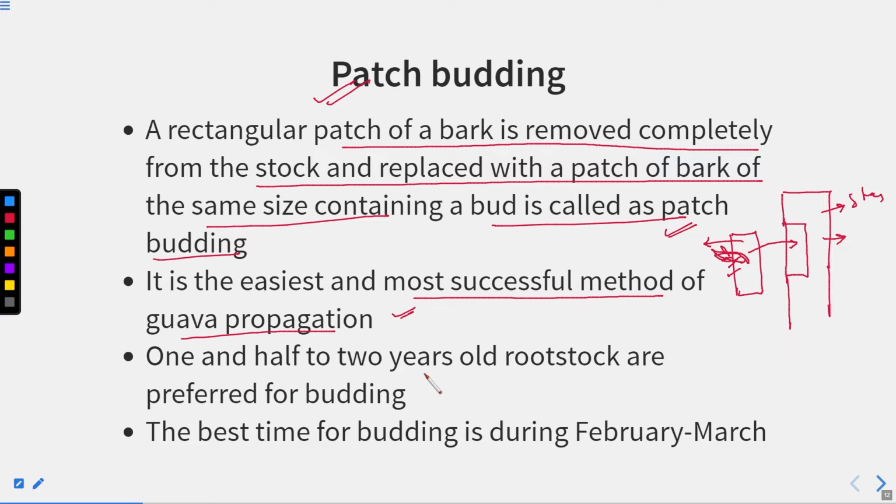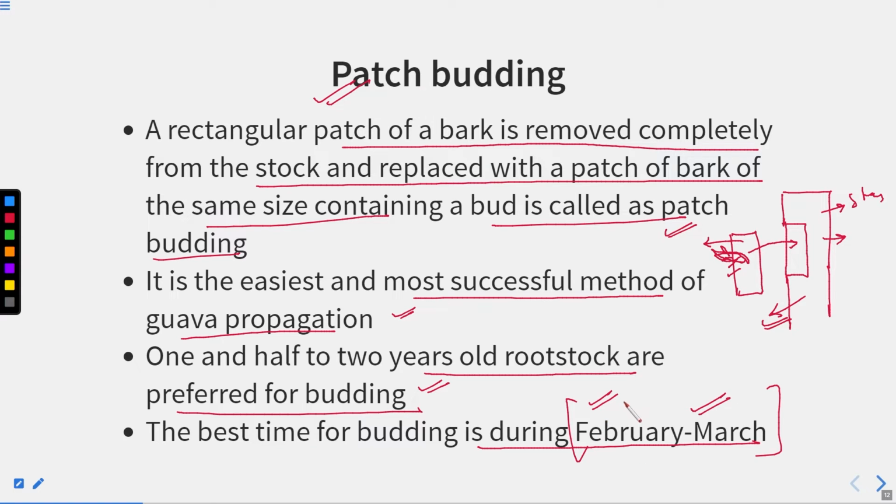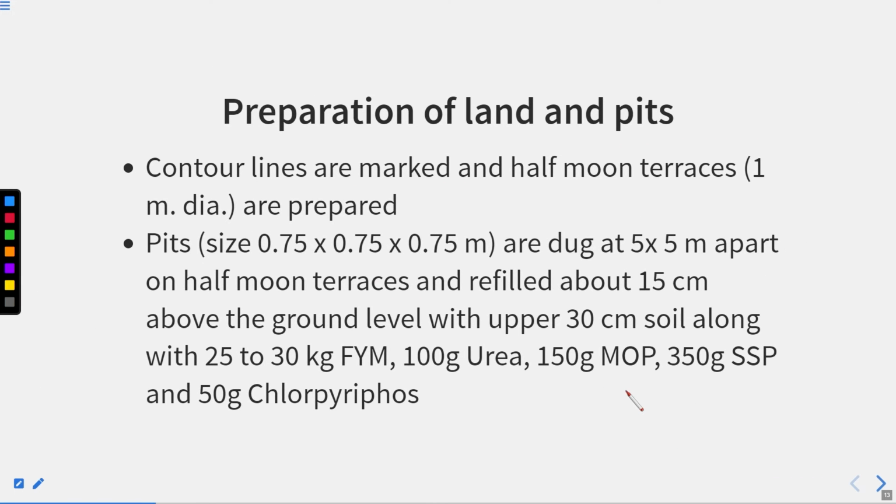So 1.5 to 2 year old rootstocks are preferred for the budding. So this rootstock should be 1.5 or 2 years old, right, and that is preferred for the budding. At this particular time the plant is well established, and that can be used for patch budding. The best time for budding is February and March. So in this time the budding process can be done for guava propagation.